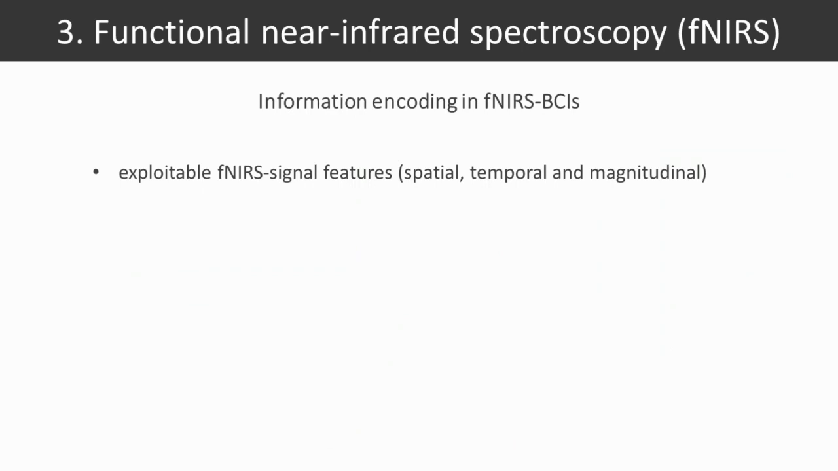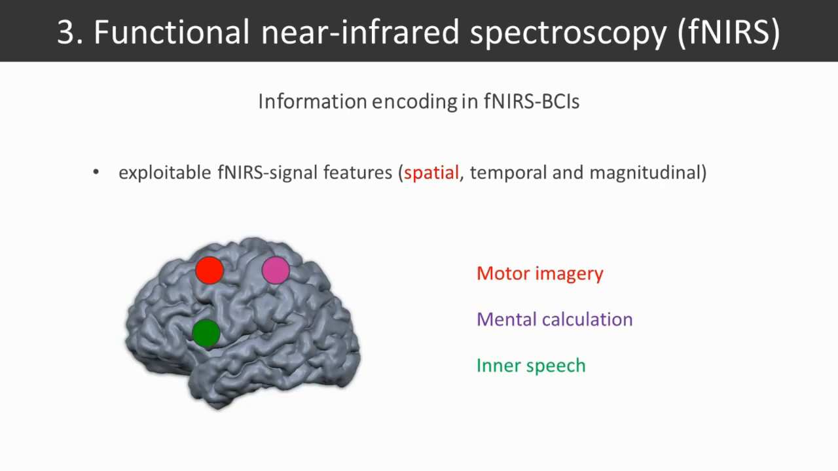Okay, so generally what we can do is we can exploit all kinds of fNIRS signal features. So what kind of signal features do we have available? The first is the spatial. This I think is already clear to everyone.